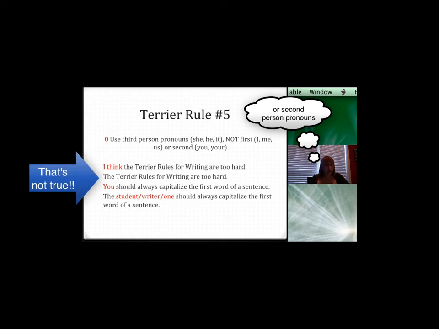Students also like to use the word you when giving an explanation. For example, you should capitalize the first word of a sentence. You should try substituting the word one, a student, or even a writer for the word you, so your sentence would sound similar to this. A student should capitalize the first word of a sentence.